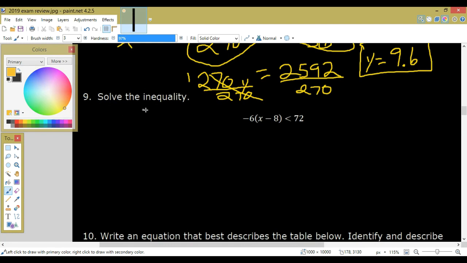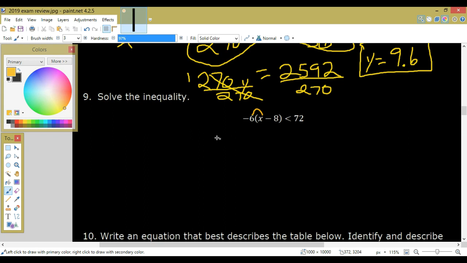Number 9, solve the inequality. -6 parentheses x minus 8 is less than 72. We want to distribute, subtract, divide. So first we distribute. We multiply each term by -6. There's two terms in here.